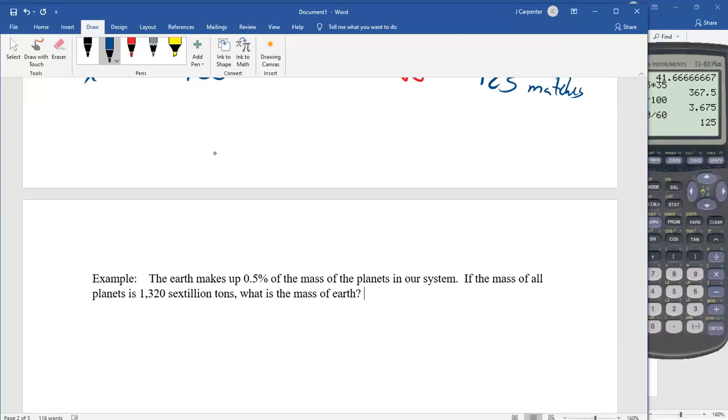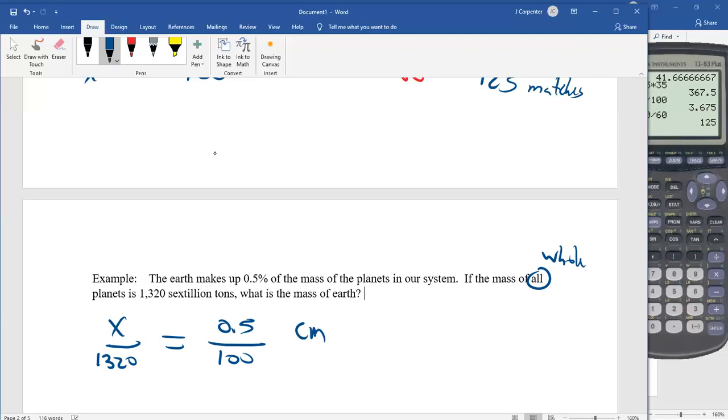All right, so we have the mass of all planets, 1320 sextillion tons. Again, that's just a mass, and a ton is a mass, not a weight, because that's that British system we've talked about, not the standard American system we like. We got our percentage, so we're going to go 0.5 over 100, not 0.005, not 50, 0.5 over 100. Then we just got to ask, is this the part or the whole? Well, we said the mass of all planets, all means it must be the whole. So that number is going to go in the bottom. We don't need all the extra ridiculous amount of zeros. So we just put 1320, which means our x goes up here.